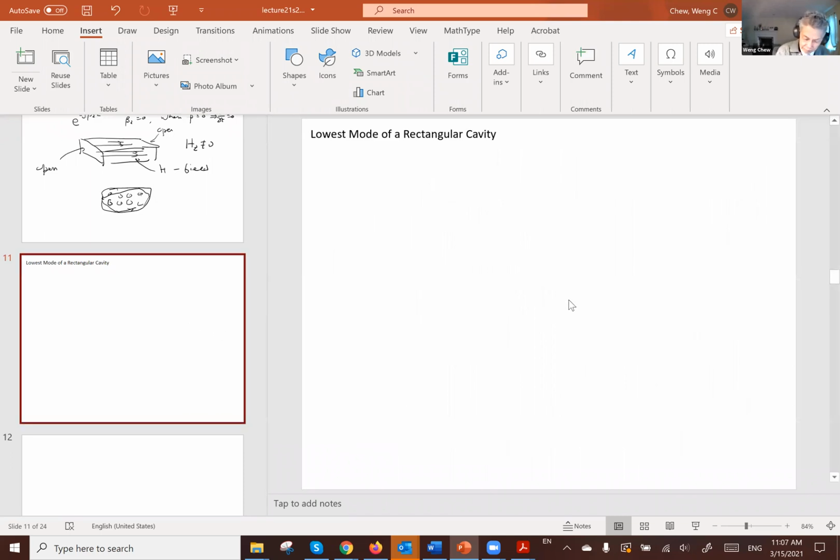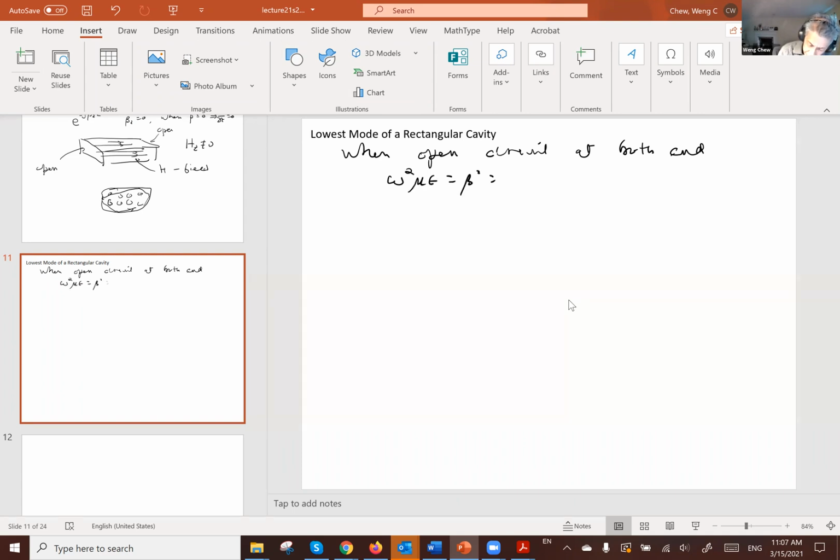So when we have open circuit at both ends, then the resonance condition is omega square mu epsilon, which is beta square, is equal to P pi over D, square plus m pi over a square plus n pi over b square. That is the resonance condition.